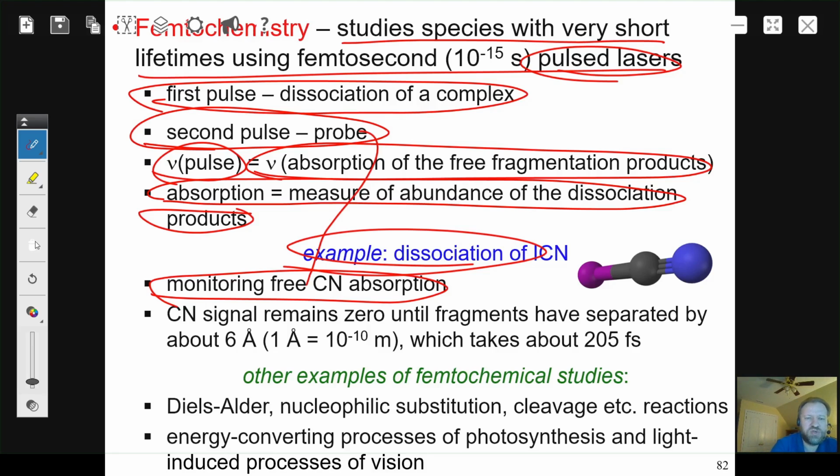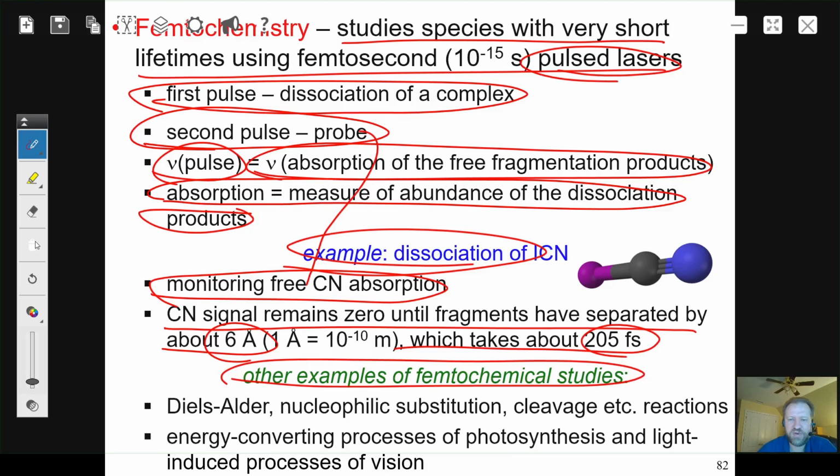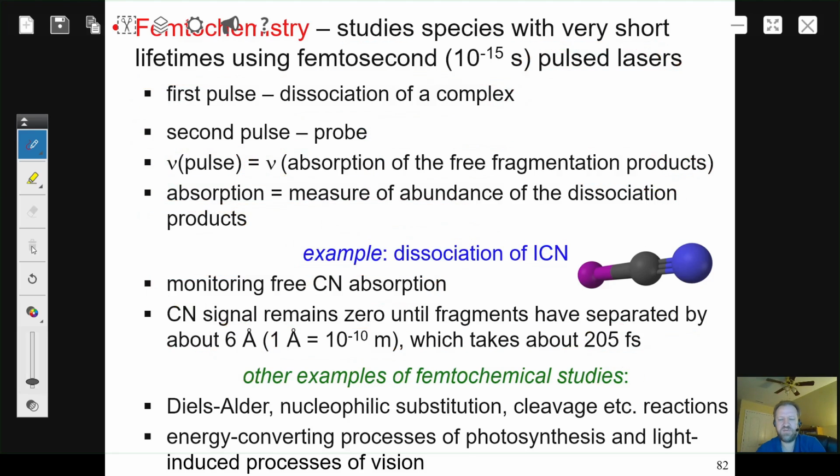So as the experiment showed, the signal from the free cyano group remains zero until the fragments are separated by about 6 angstroms, which takes about 205 femtoseconds, which again is fairly impressive. And there are other examples of femtochemical studies that have been done in recent years. This field is relatively young. We're talking about, well, maybe 20, 30 years at most. But it is very active.